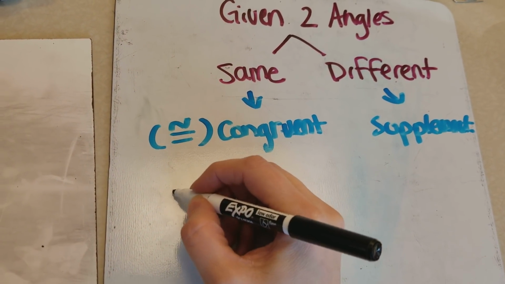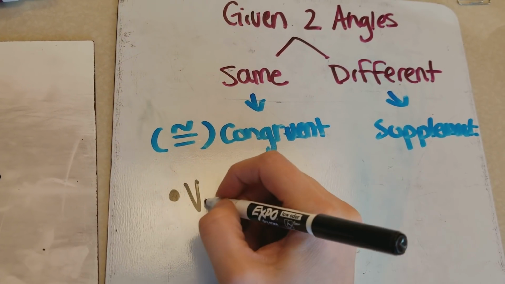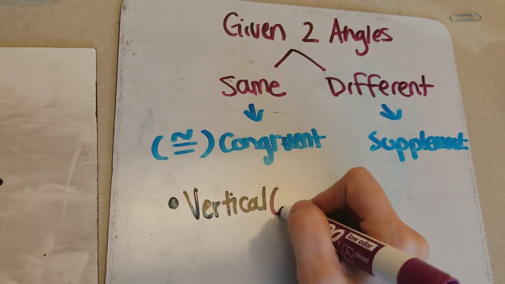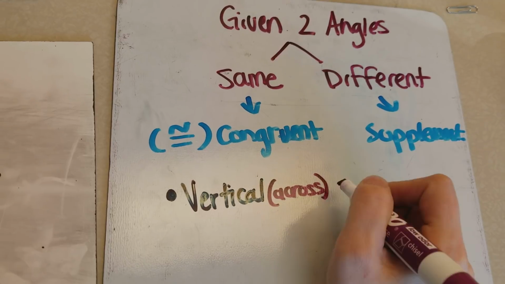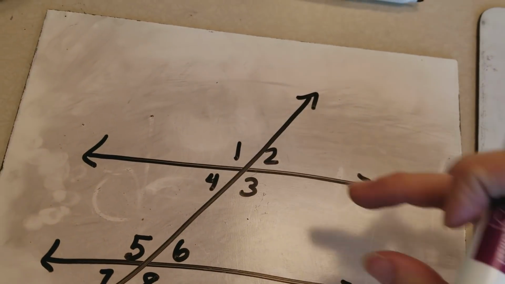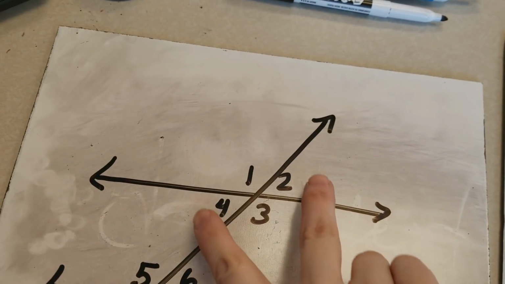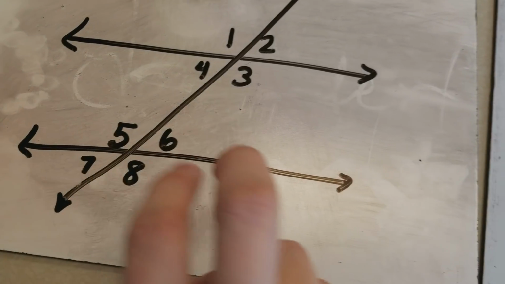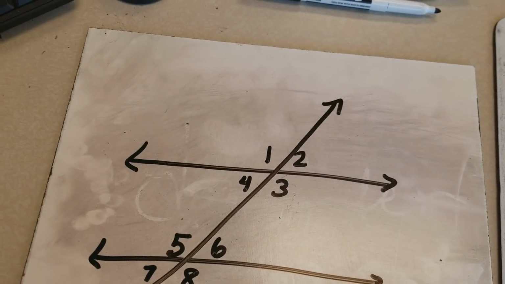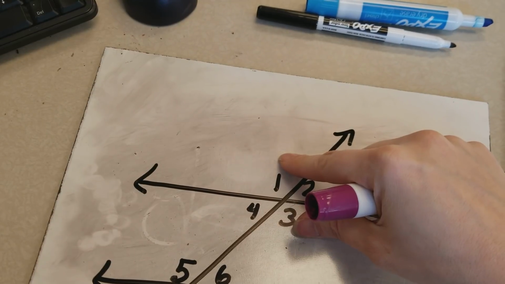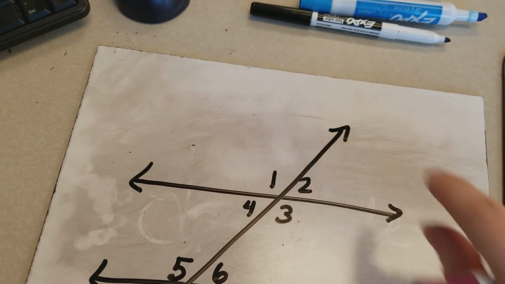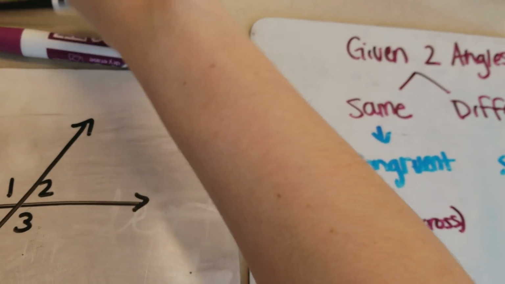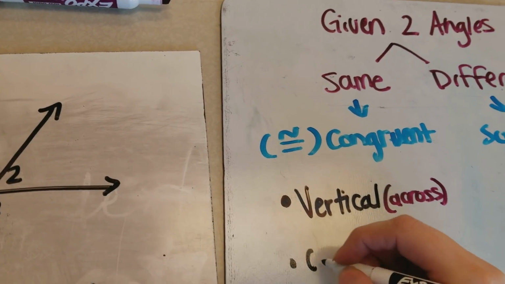So the first relationship would be that they are vertical. And what vertical just means is that they are across from each other. So if we look at this image, vertical angles could be 1 and 3, 2 and 4, 5 and 8, or 6 and 7, across or diagonal from each other. It's very obvious that 1 and 3 are both obtuse angles. They're going to be the same or congruent, and then the reasoning would be because they're vertical. Okay, the next rule is corresponding.